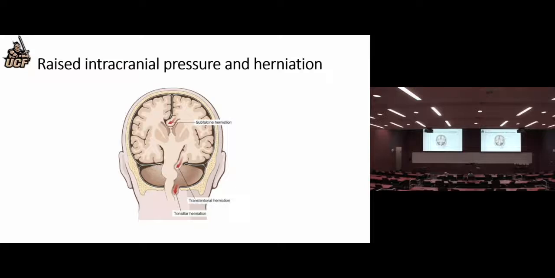This is the subfalx, transtentorial. This membrane is the tentorial membrane, so it can squish down here. This part of the brain is called the uncus. And these are the cerebellar tonsils, and they can squish down too.